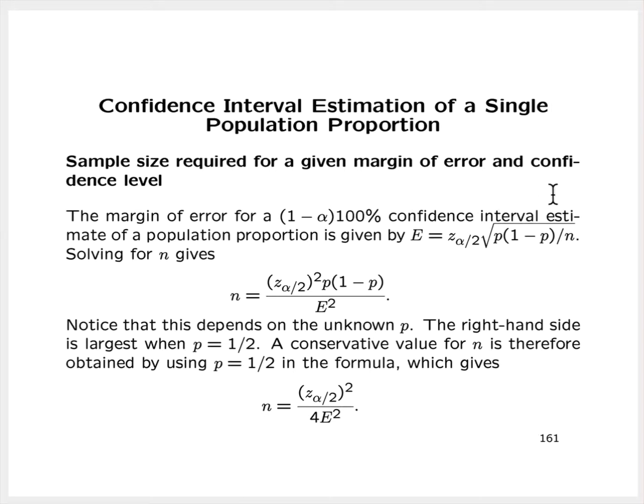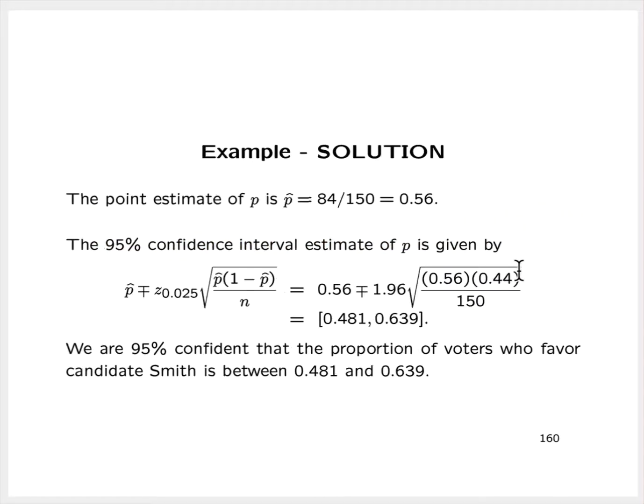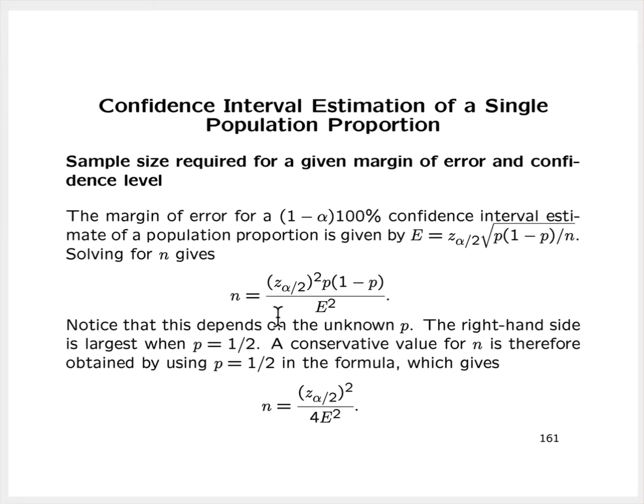Now the margin of error for a 1 minus alpha times 100% confidence interval estimate of a population proportion is given by this quantity here. Let me back up a second to the previous slide. Again, this was the margin of error for this interval, so I'm just going to denote that by E. Let me just point out here that this is actually the true margin of error because we don't have hats on the P here.